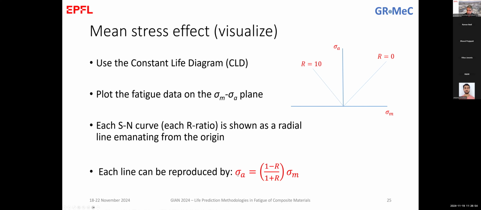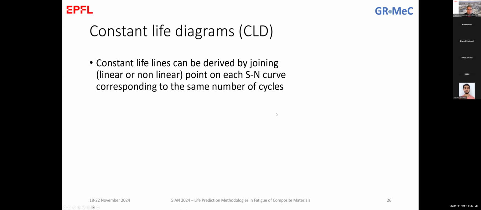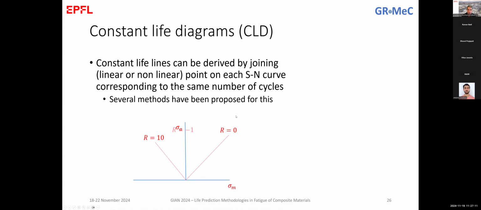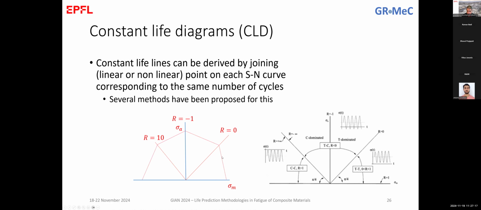Each line can be reproduced by this simple equation. You see it's a line. Depending on the ratio, you have a different angle between the two axes. So constant life lines can then be derived. You have this constant life diagram, and constant life lines can be derived by connecting these SN curves. We have this SN curve for R = 0, this SN curve for R = -1, and this SN curve for R = 10. On each SN curve, we can select the point corresponding to 1,000 cycles.